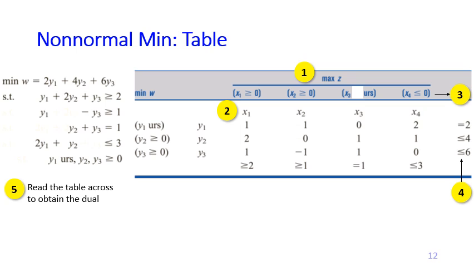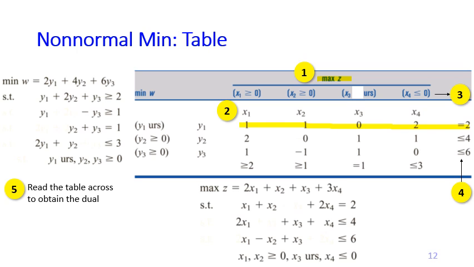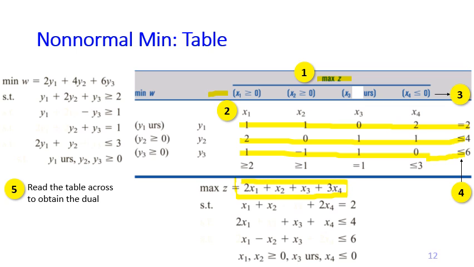Now we're ready to read the table to obtain the dual. Because our dual is maximization, we are going to read the table across the row like that. So that's the first constraint. This is the second constraint. This is the third constraint. Sign restrictions are here. And for the objective function, you read it 2 times x1, 1 times x2, 1 times x3, 3 times x4, and you just ignore the signs in front of these numbers because they belong to the sign of the constraints in the dual.